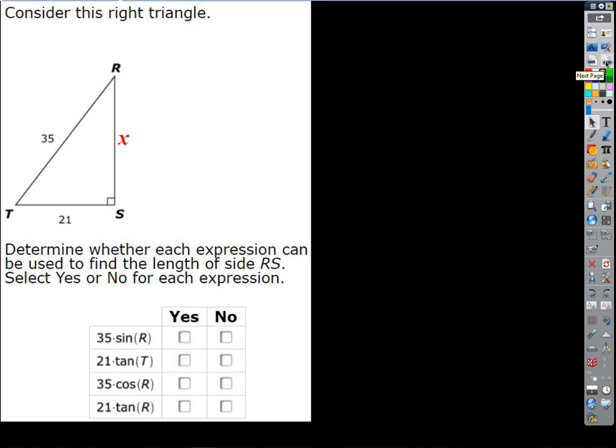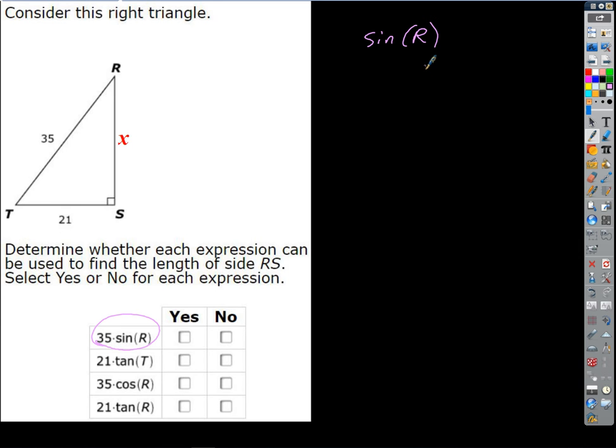How about something like this then? Let's look at a couple of these. Determine whether each expression can be used to find the length of side RS. Let's just call it X, so it's easier to represent. So let's try this first one, for example. What if we want to try 35 times the sine of R? Well, what is the sine of R?